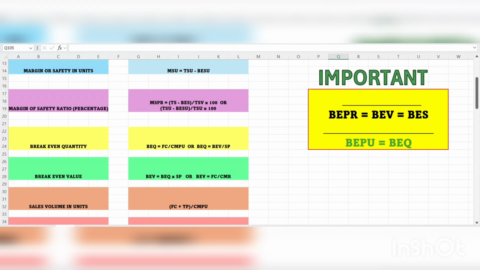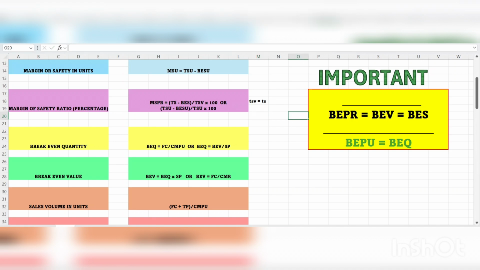Your total sales value is equal to your total sales. It's the same thing. They just decided to confuse you. And your total sales in units minus your break-even sales in units divided by your total sales in units times 100.